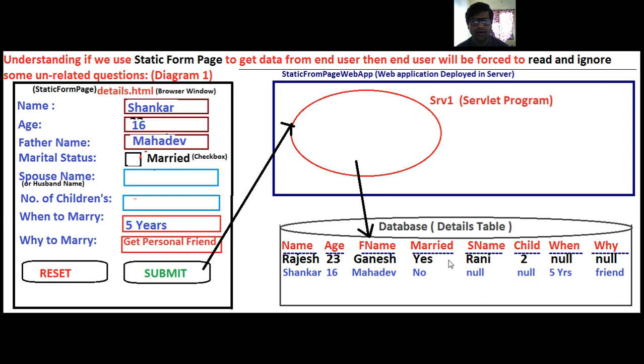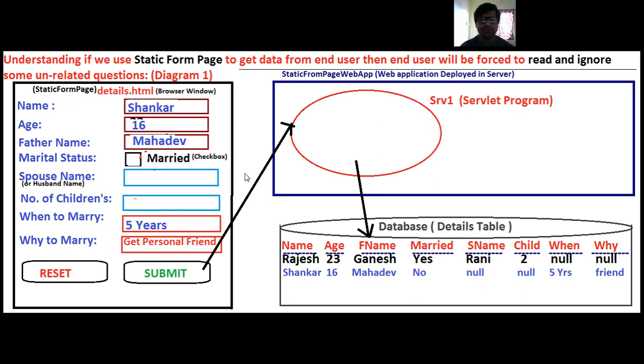Why null and null, or empty and empty? Because spouse name is empty and number of children is empty. Definitely he is unmarried, not married. So null and null. When to marry? After 5 years. And why to marry? To get a good friend, or to get a personal friend. This is one case. One more case.